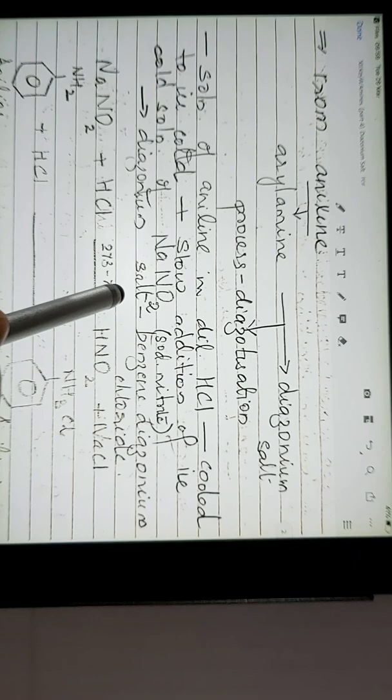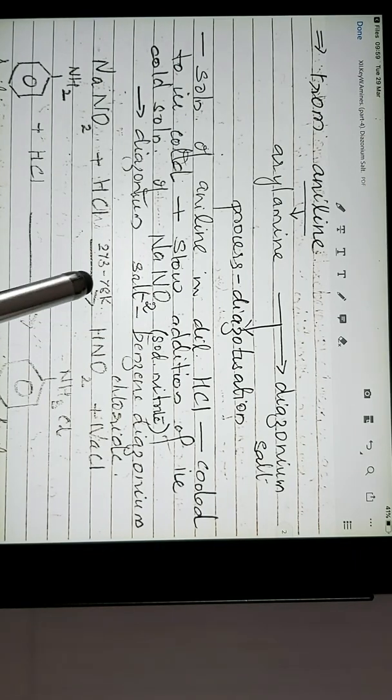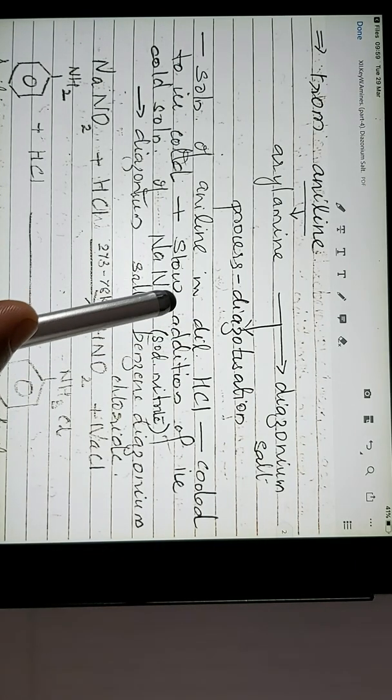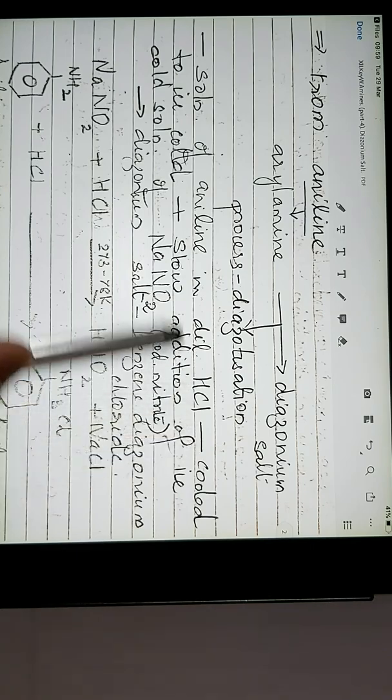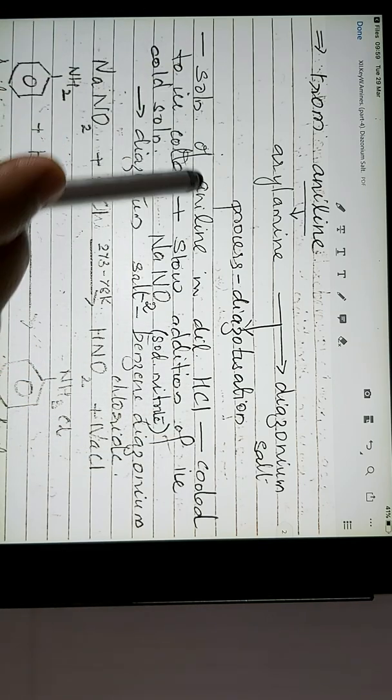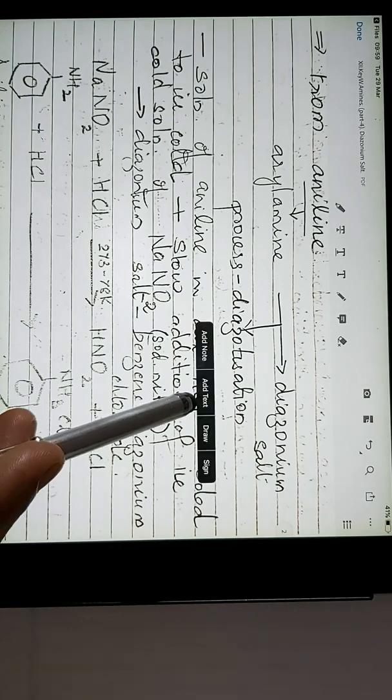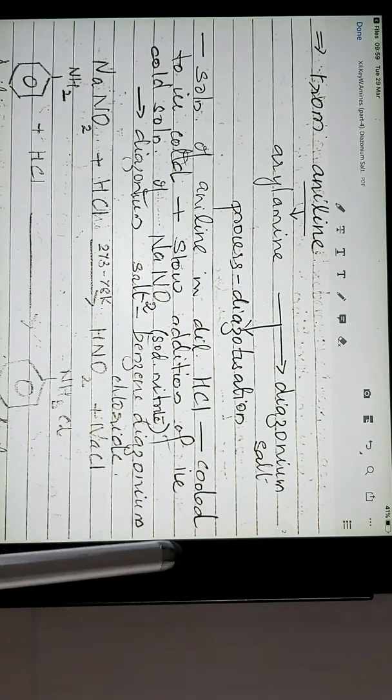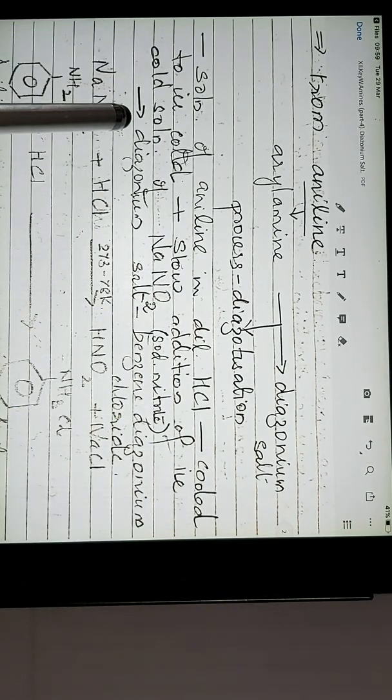Now we will go through and try to understand what is the process happening when aniline is undergoing diazotization. So here you look. Solution of aniline is taken in dilute HCl, and the important condition is that it should be at ice cold temperature.